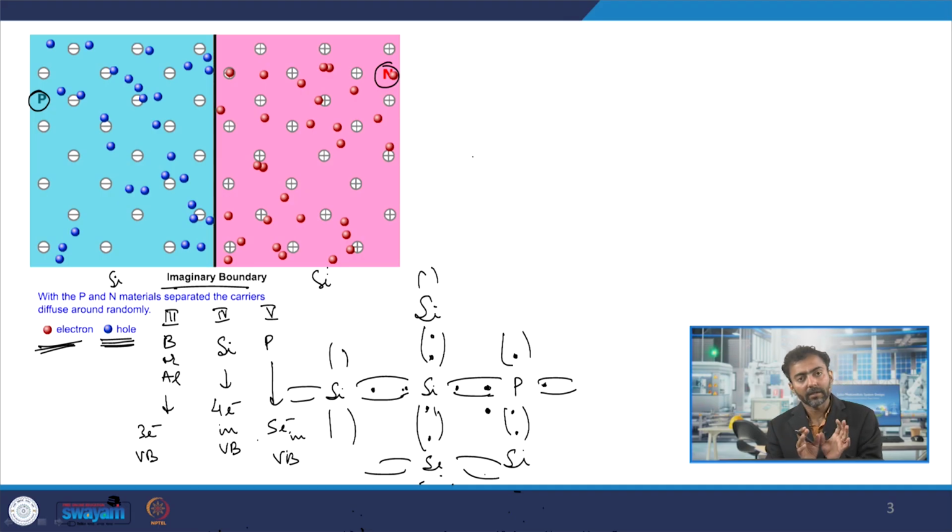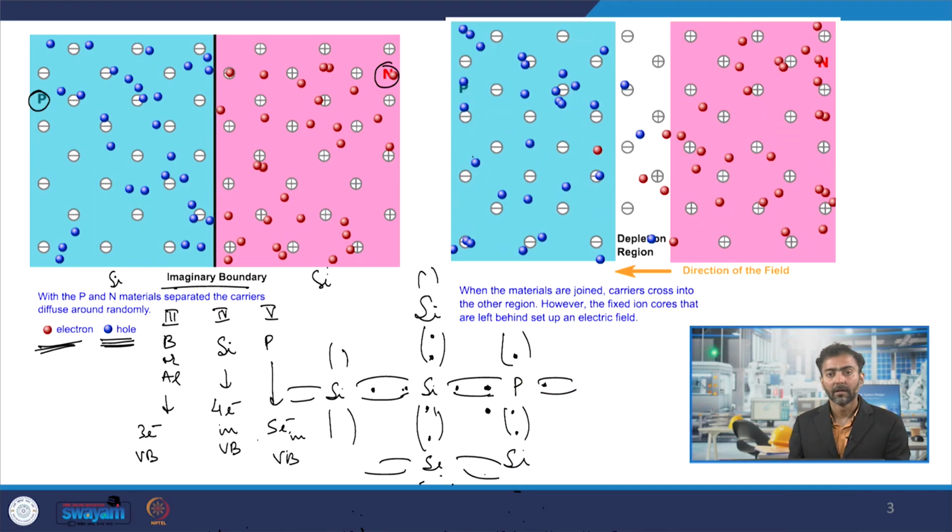So when you place them together, obviously there will be a transfer of charge carriers across that boundary, because it is the same material, just that one side has excess electrons and the other side has a vacancy of electrons. So this natural phenomenon of diffusion will happen when you put p-type and n-type semiconductors together. There is a natural diffusion of charge carriers across the boundary, and we get something like this. When the materials are joined, carriers cross into the other region. However, the fixed ion cores that are left behind set up an electric field.